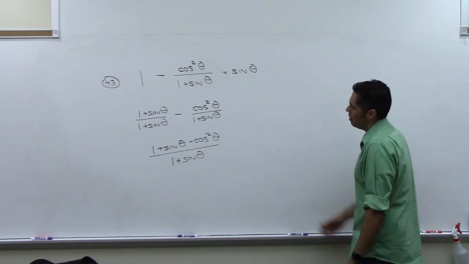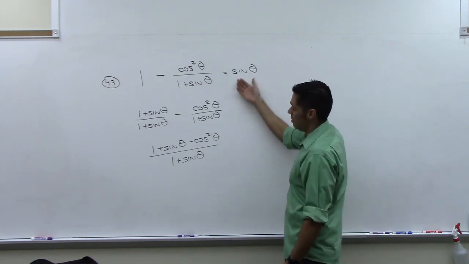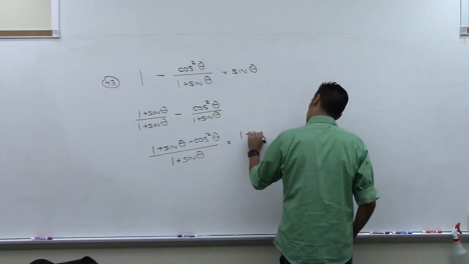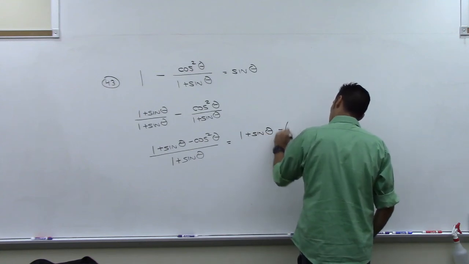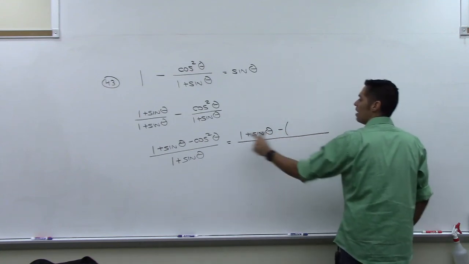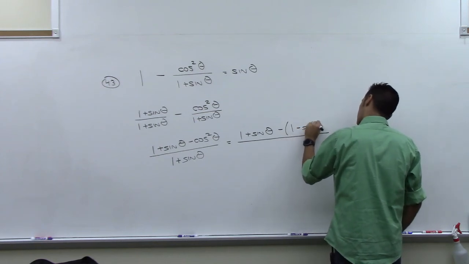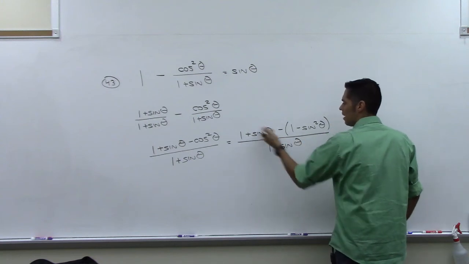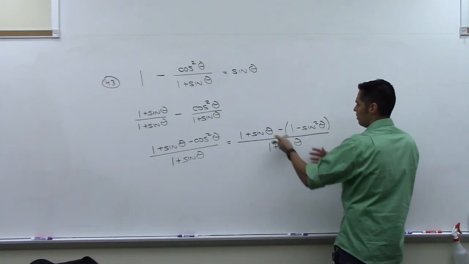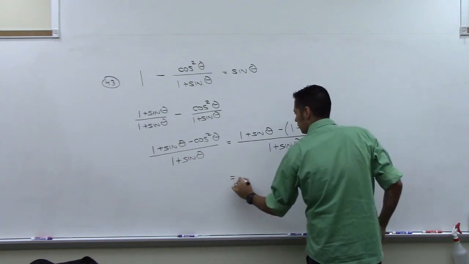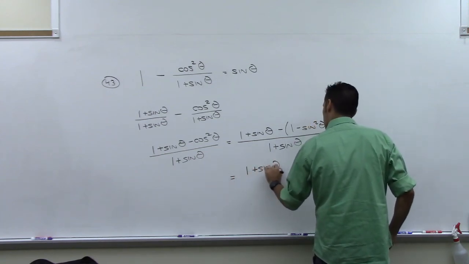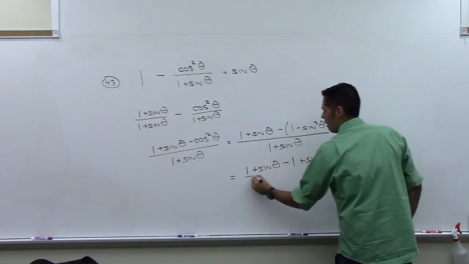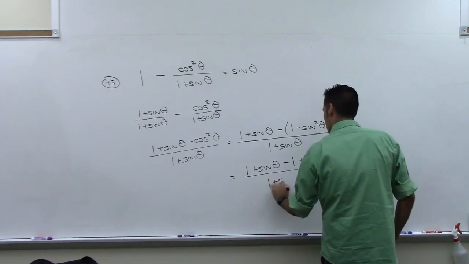I'll go another step. I know that my final answer does not have any cosines in it, so I'm going to get rid of that. I'm going to turn this into a sine. So this is going to be 1 plus sine theta minus, now be careful here with your parentheses, cosine squared theta is the same as 1 minus sine squared theta. Pythagorean identity. And then this is 1 plus sine theta. Don't cancel these. You can't, okay? There's 3 terms. You can't cancel these. Let's distribute that negative sign: 1 plus sine theta minus 1 plus sine squared theta. That's where we are. All over 1 plus sine theta.